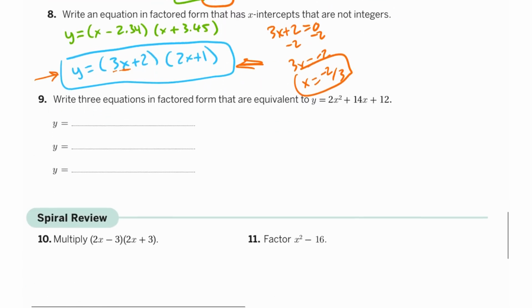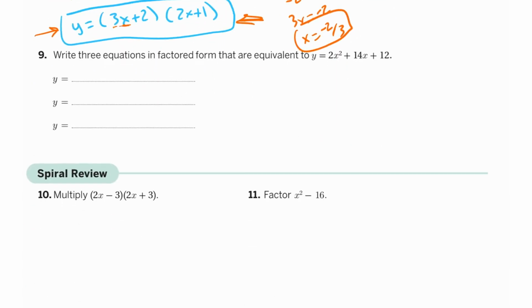For number 9, write 3 equations in factored form that are equivalent to 2x squared plus 14x plus 12. Okay, I'm going to do this in a couple of different ways to kind of show you why this makes sense. When I am looking to factor something that's in standard form, I usually look for a greatest common factor first. For example, this one has a 2 in every one of these terms. So if I factored that out, technically this would be equivalent to x squared plus 7x plus 6.